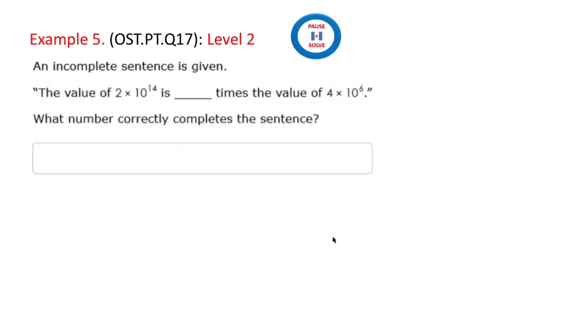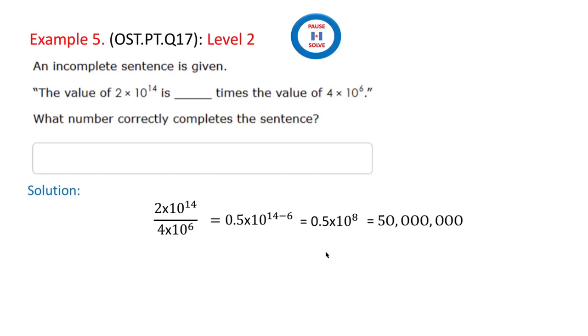Now, a few examples here from practice tests. They all are similar, just to give you the idea. An incomplete sentence is given. The value of 2 times 10 to the power 14 is blank times the value of 4 times 10 to the power 6. So this one is larger than this. You just set it up this way. 2 times 10 to the power 14 divided by 4 times 10 to the power 6. 0.5 times 10 to the power 14 minus 6 is 8. So this decimal point is going to move 8 positions to the right, so it gives you 5 followed by 7 zeros. And that's 50 million times.